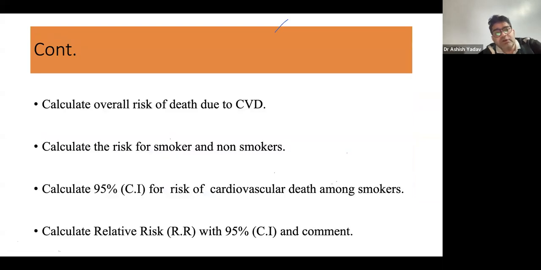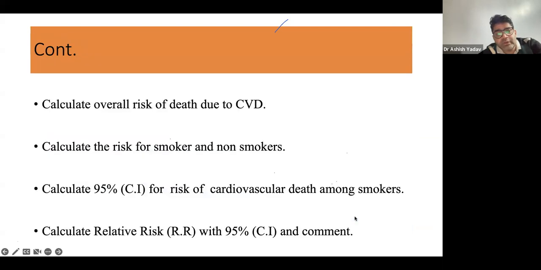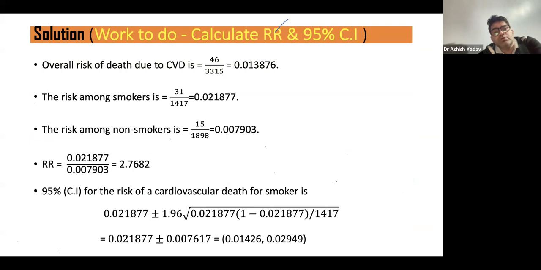Okay, so if we have to calculate the overall risk, overall deaths we are getting are 46 and the total number is 3315. Calculate the risk for smoker and non-smoker. So the overall risk of death due to cardiovascular disease is 46 divided by 3315. The risk among smokers is 31 divided by 1417. Risk among non-smokers is this much, and relative risk, as you know, is the risk among smokers divided by the risk among non-smokers. So we are getting 2.7682.